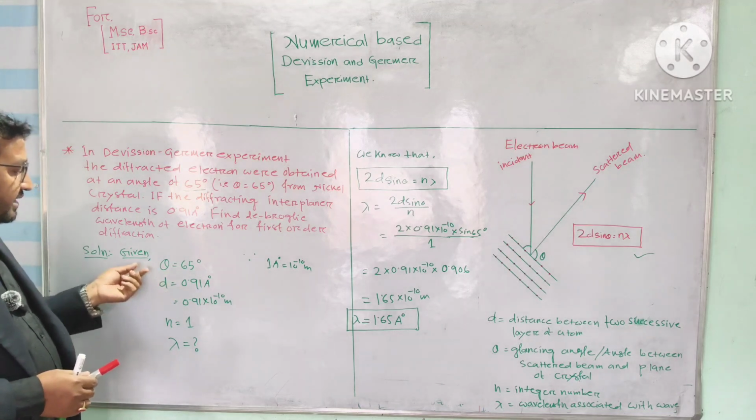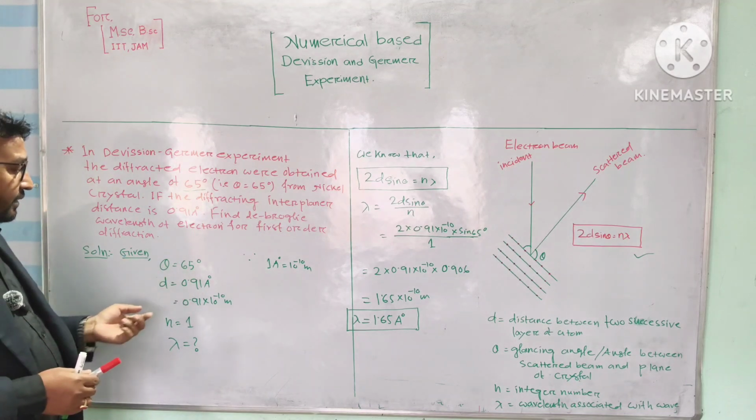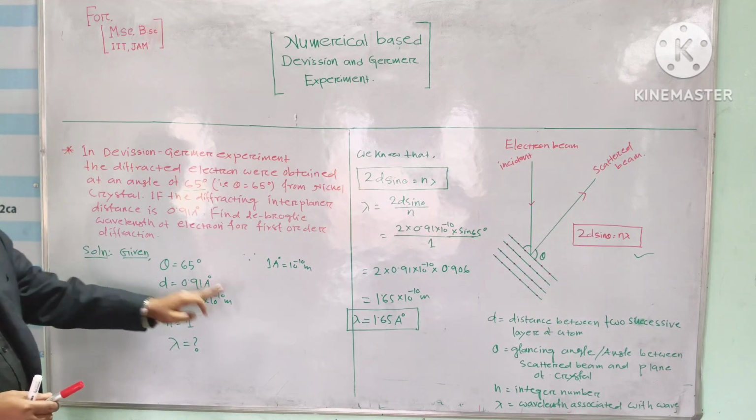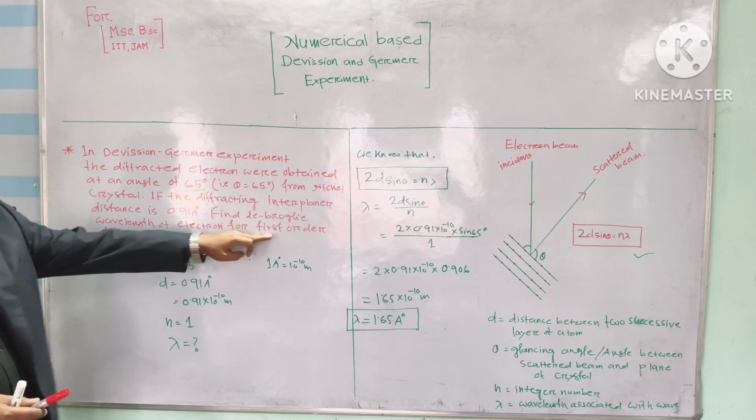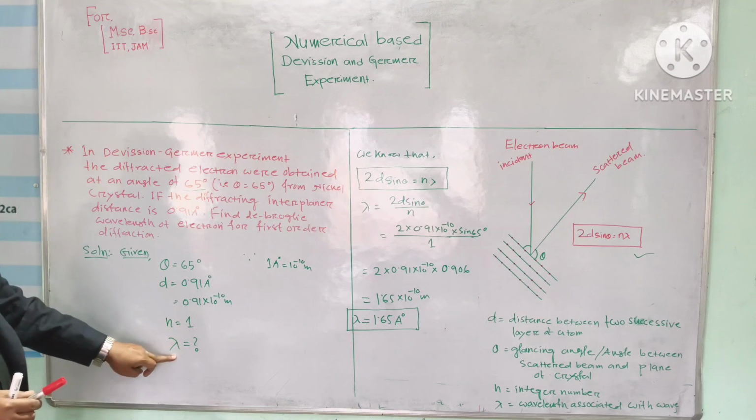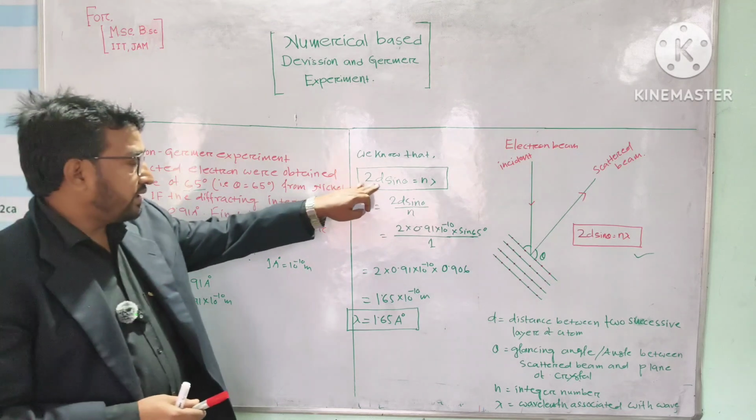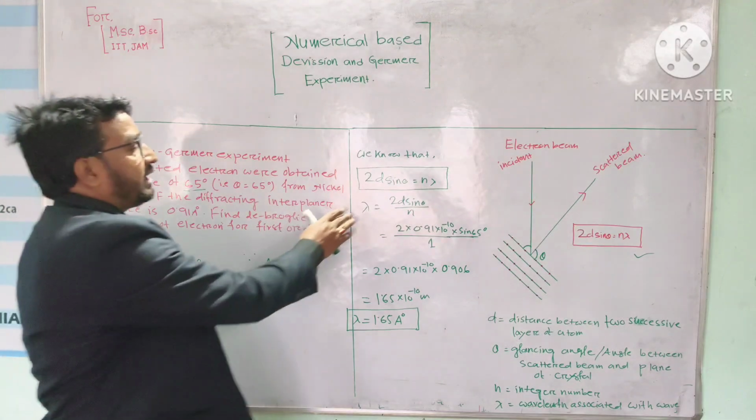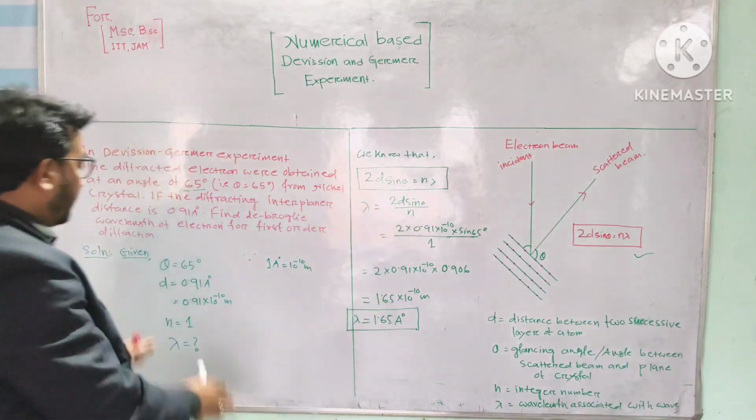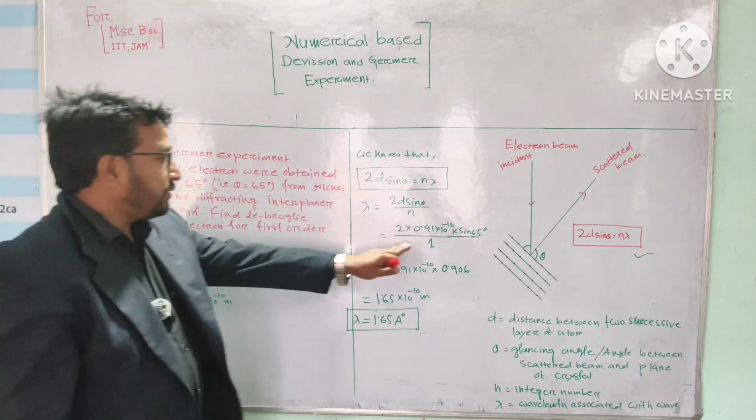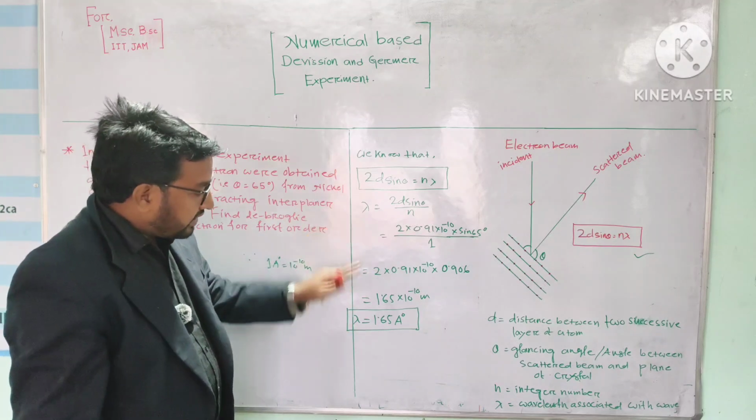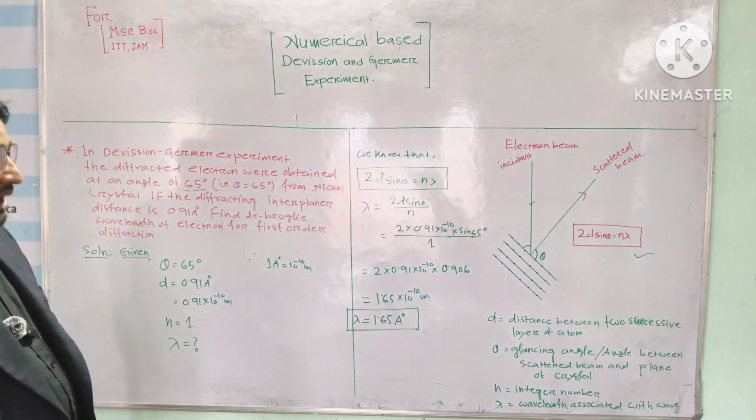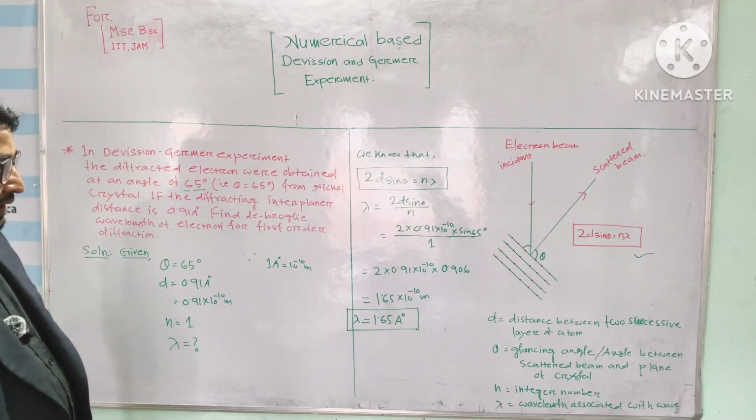this is called interplanar space, 0.91 angstrom, and 1 angstrom equals 10 to the minus 10 meter. So we can write 0.91 into 10 to the minus 10 meter, and this is the first order, so n equals 1 and lambda equals what? We know that from Bragg's equation we can write 2d sin theta equals n lambda, and lambda equals 2d sin theta by n. When all the values are substituted in this equation, we can write lambda equals 1.65 angstrom.